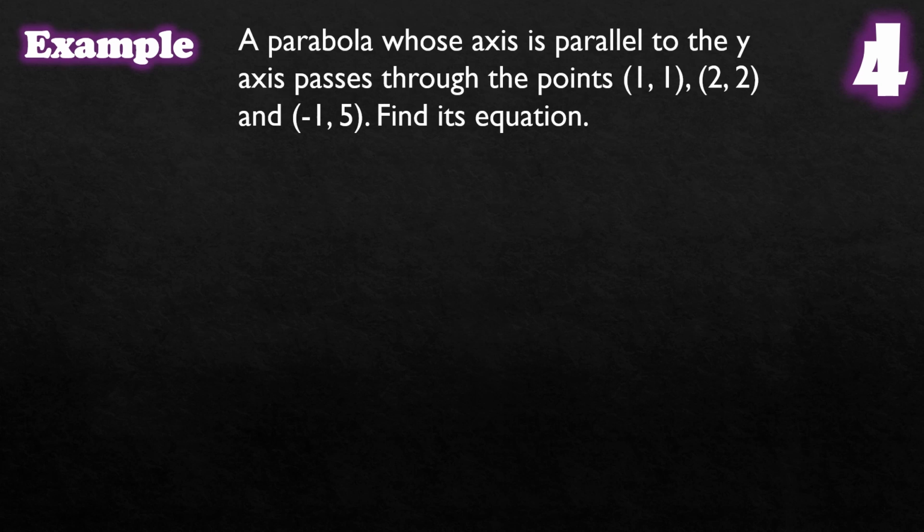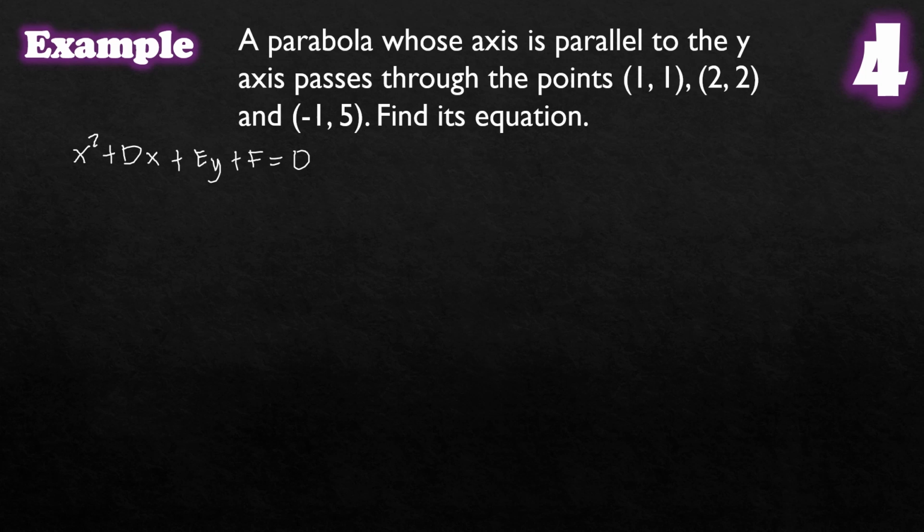Let us have example number 4. A parabola whose axis is parallel to the y-axis passes through the points (1, 1), (2, 2), and (negative 1, 5). Find its equation. The equation must be quadratic in x and linear in y. Hence, we will start with the general form of the equation. x squared plus dx plus ey plus f is equal to 0.